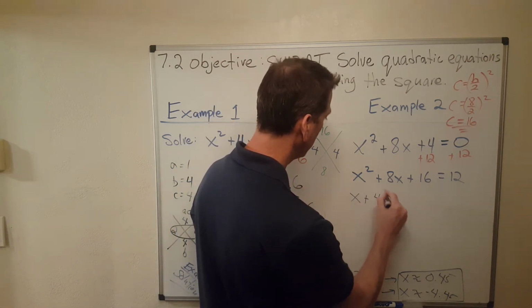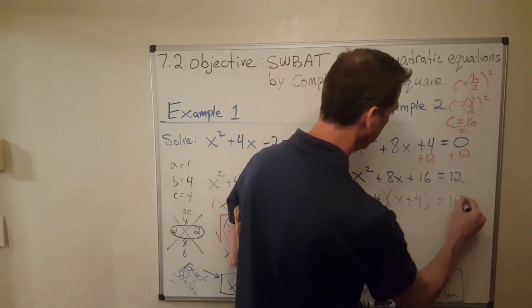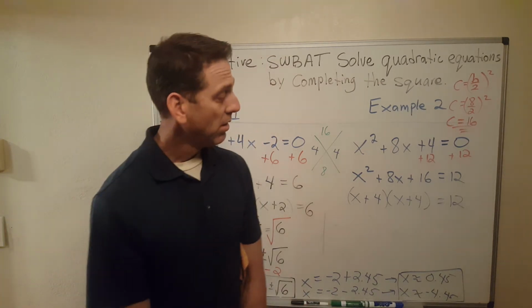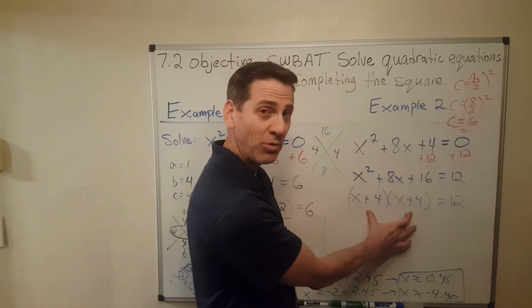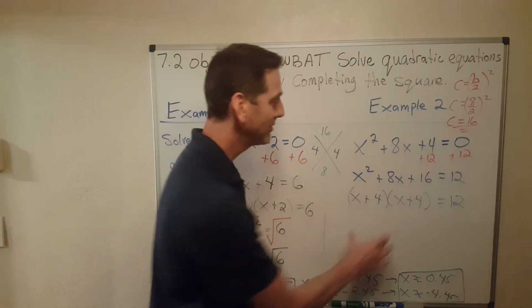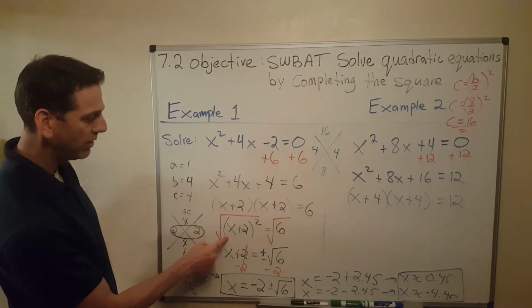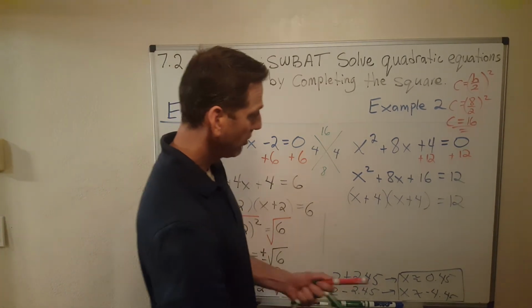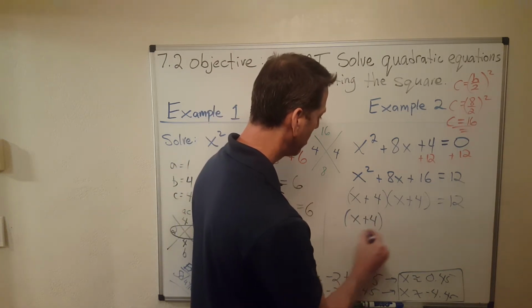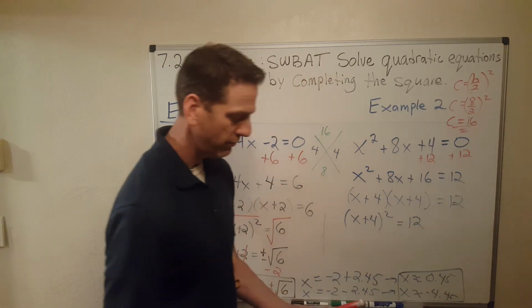So now I can just factor this. x plus 4 times x plus 4 equals 12. All right? You can see that's a square, right? The length and the width are exactly the same. All right, so now I can write this in exponential form, just like I did over here, right? So x plus 4 times x plus 4 is the same as x plus 4 to the second power. And that's going to be set equal to 12.